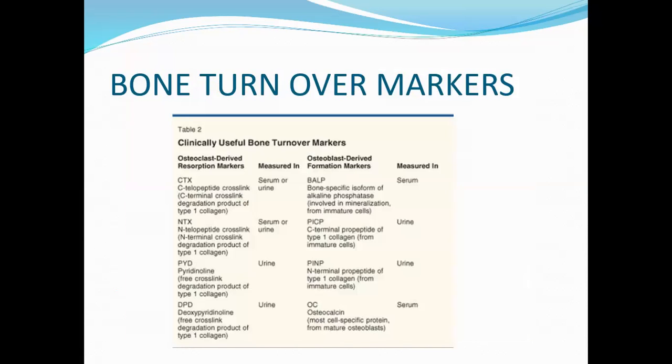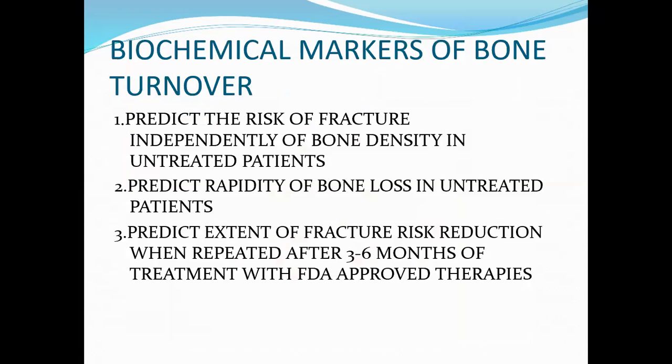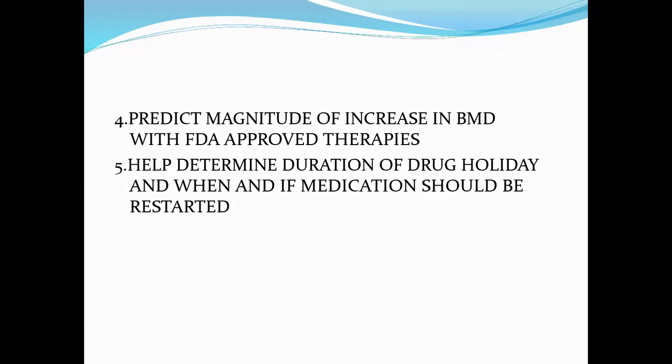Bone turnover markers: biochemical markers of bone turnover predict the risk, and some markers also indicate fracture conditions. Then bone mineral density, independently of bone density, various types of tests are also performed, such as bone density tests, depending on which bone strength is determined. Then predict the magnitude of the increase in the BMD with FDA-approved therapies.